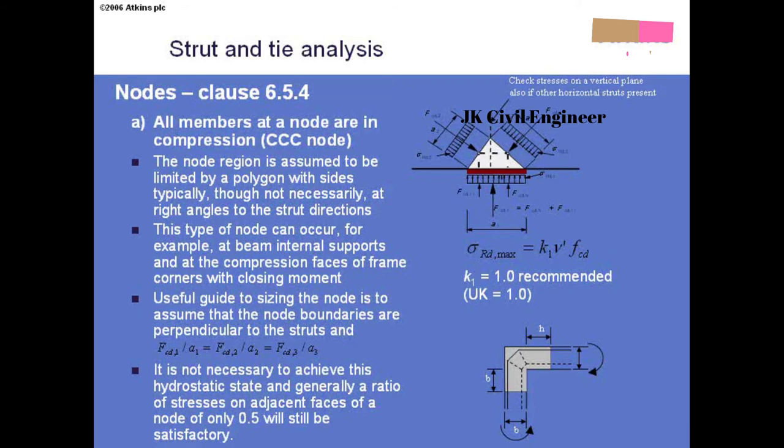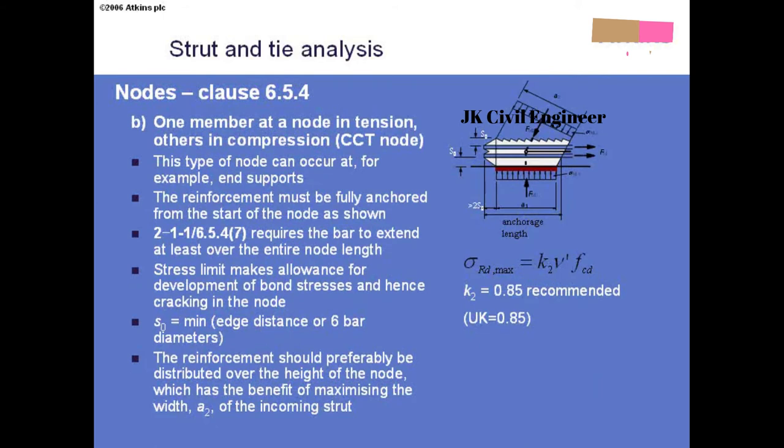We've then got a CCT node, and this basically stands for compression tension. So this might be representative of a node at the simply supported end of a beam. We've got the vertical bearing reaction, we've got the truss compression field coming in, and then we've got the reinforcement that's anchored off at the end of the beam. And because we've got transverse tension now passing through the node because of the reinforcement, we have a slightly lower stress limit. We have to use 0.85 times nu dash times fcd. Nu dash is 1 minus fck over 250, I think it typically comes out as about 0.85 itself.